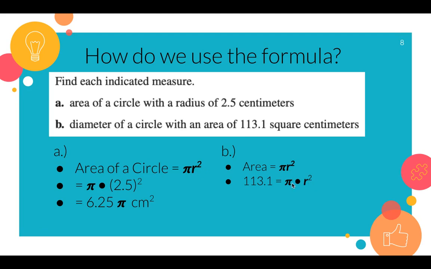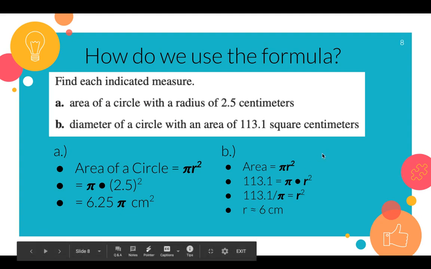Okay, so right now it's pi times r squared, so we want to get rid of this pi, so we're going to divide both sides by pi. We get 113.1 divided by pi is equal to r squared. Then we just take the square root of 113.1 divided by pi. And we're going to do all of this on our calculator. In this case, we are going to actually approximate. Okay, so we get r is equal to approximately, notice I use the squigglies, it's approximately 6 centimeters.